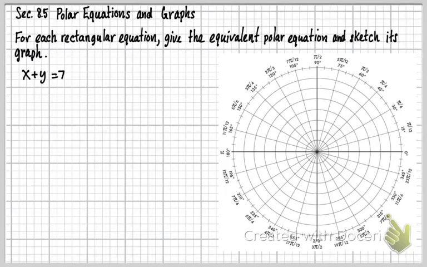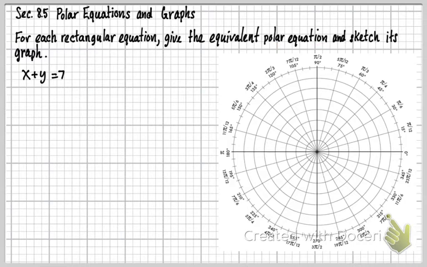For each rectangular equation, give the equivalent polar equation and sketch its graph. So first off, when we look at this x plus y equals 7, that's rectangular, and that's what we see here. And we're going to turn it into polar, and that's what's there.